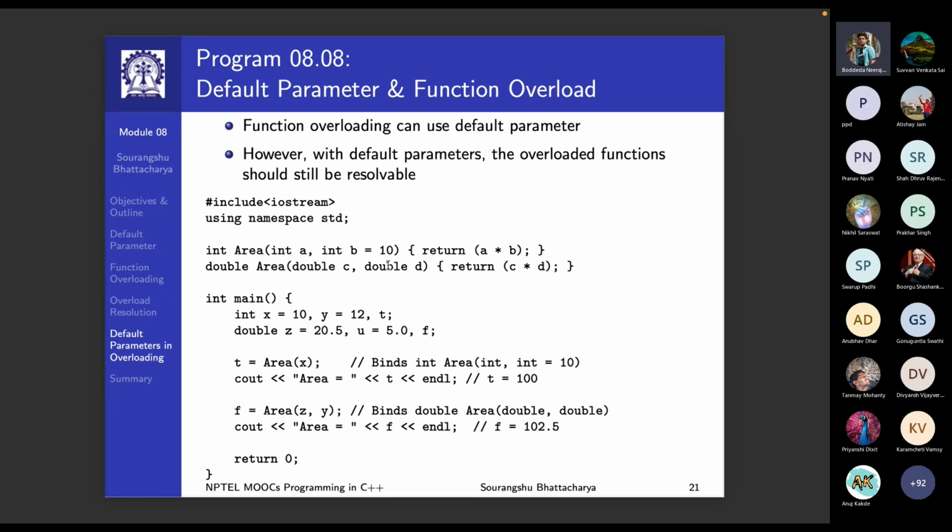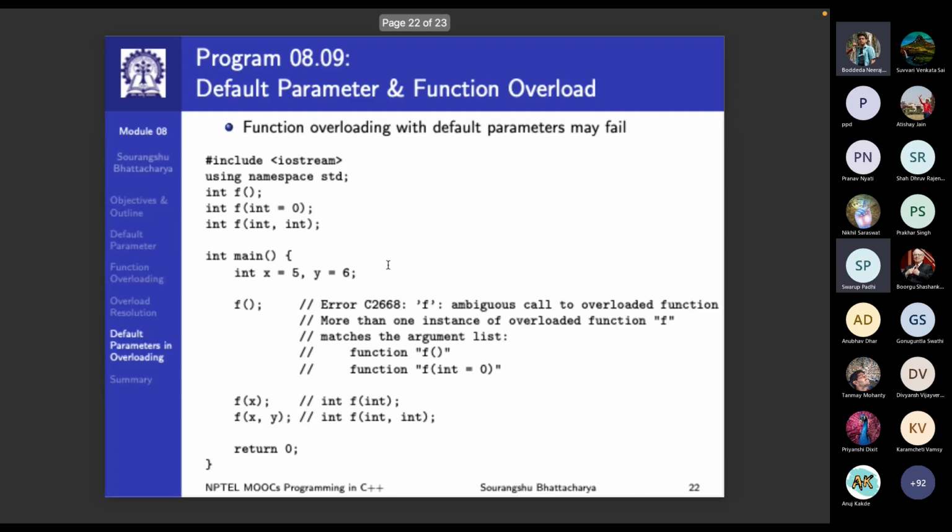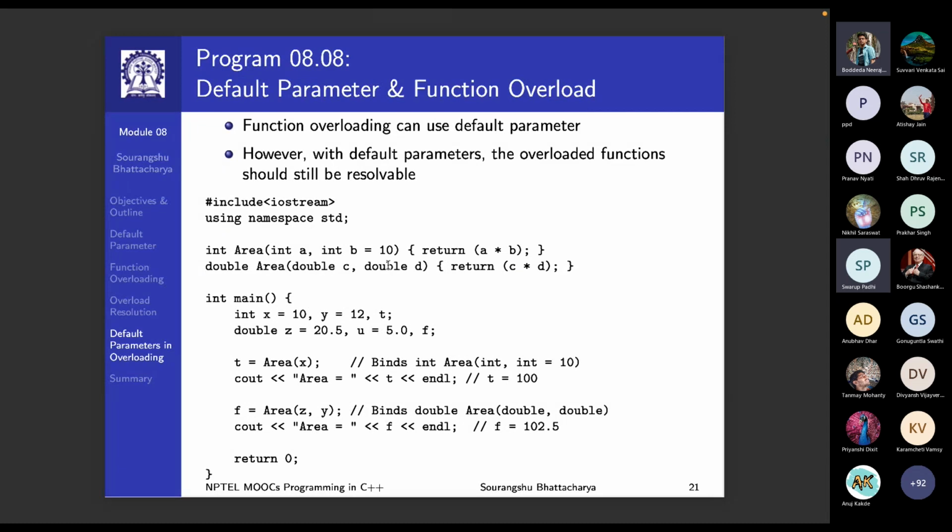Sir, how do we do function overloading if there are more than one parameters? How do we resolve the overloading? Yeah, that is what I just described, right? Yes, sir. So we move from left to right in terms of the variables.